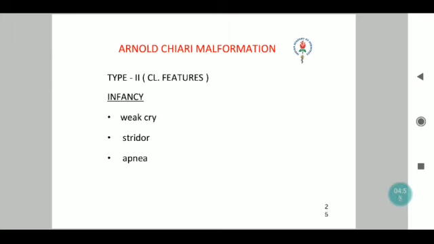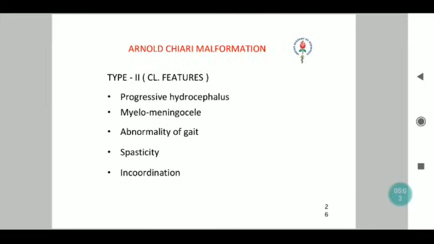Now, if you consider the clinical features, during infancy there will be a weak stridor associated with apnea. Progressively, there will be hydrocephalus of a mild to moderate variety, worsening, associated with myelomeningocele, abnormality of gait, and spasticity along with incoordination.